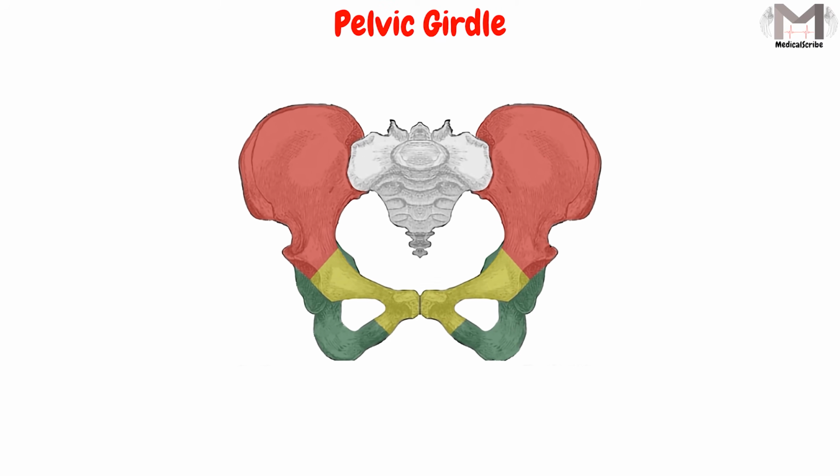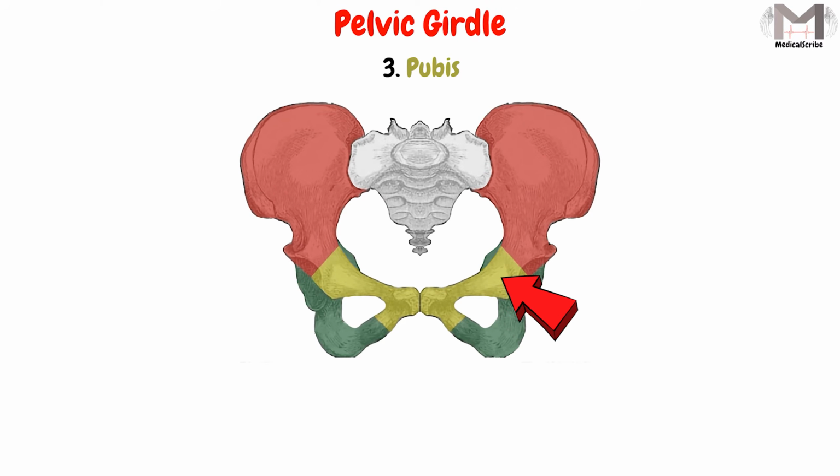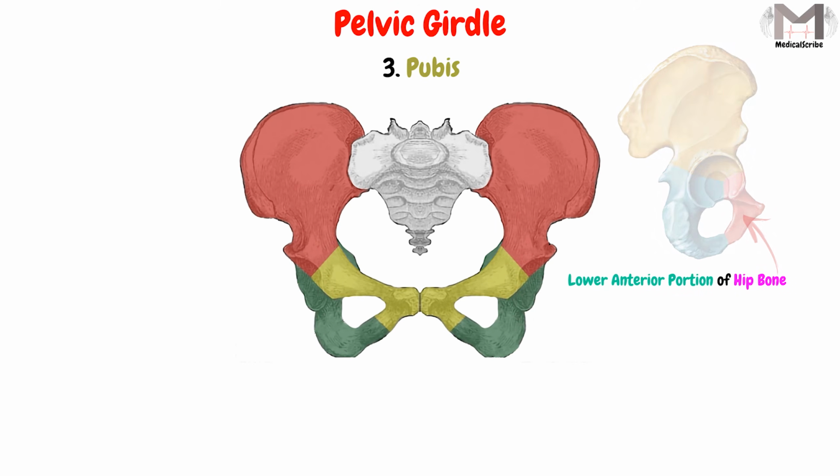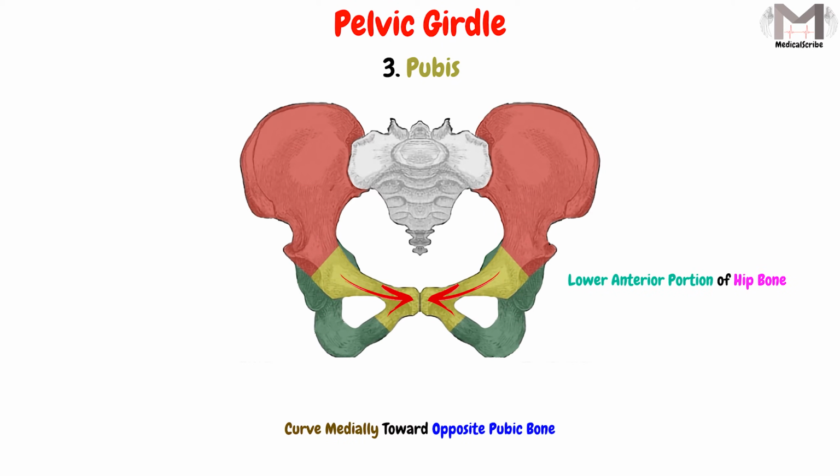The third bone is the pubis. This bone forms the lower anterior portion of the hip bone, and it curves medially toward the opposite pubic bone, until both bones join together in a very important joint called the pubic symphysis. So those are the three bones that form the hip bone, and the two hip bones, as we said, form the pelvic girdle.